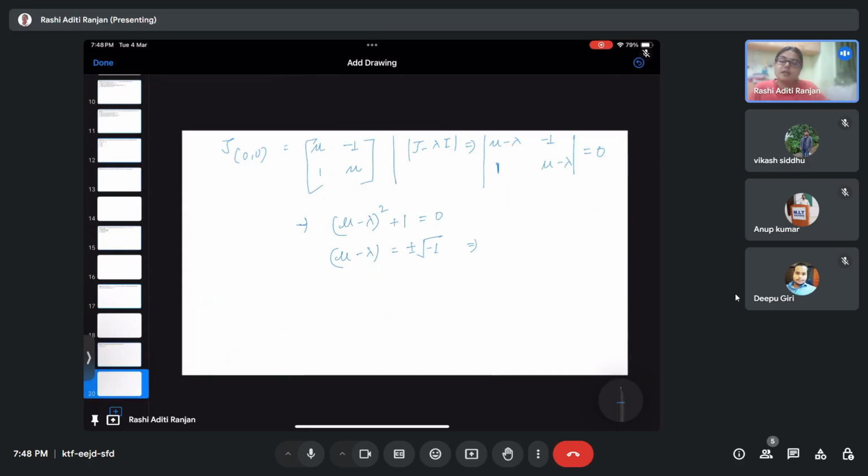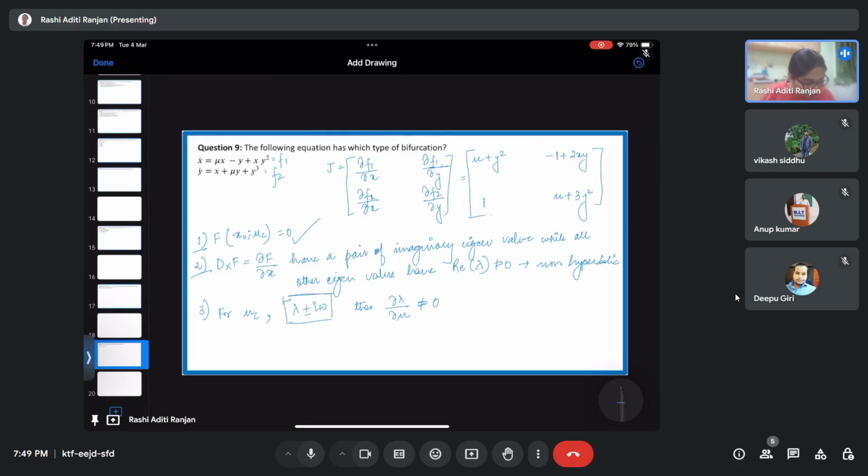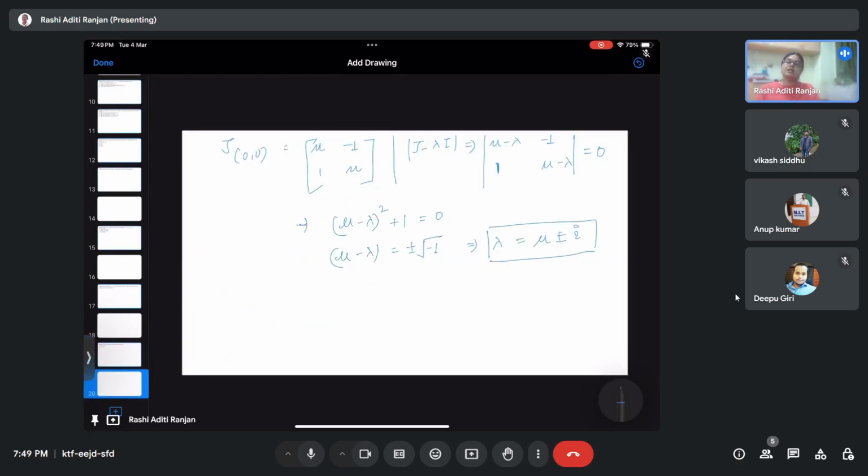So you see plus minus, the square root of minus 1 is nothing but iota. So I'll have lambda as mu plus minus i. Here I'll just change lambda to something else. Let us call it phi, because otherwise there will be confusion. So this lambda is my eigenvalue. I have two eigenvalues and both are a conjugate pair, right? We have an imaginary set.